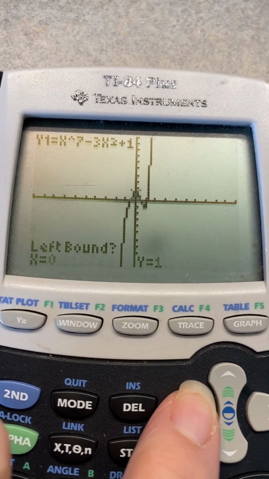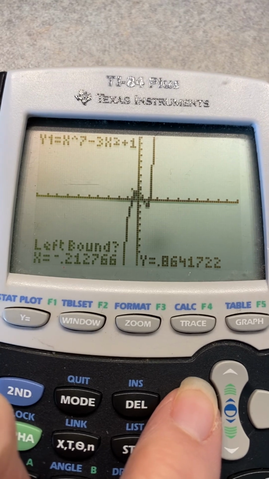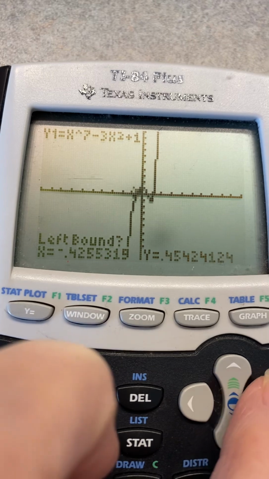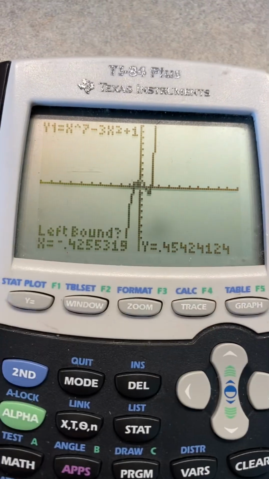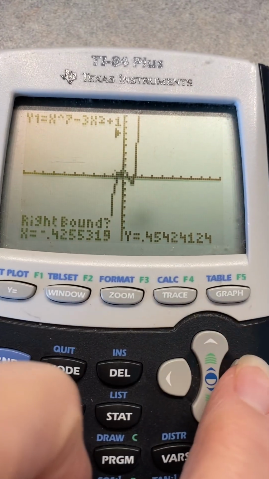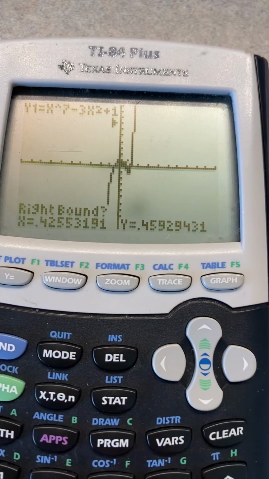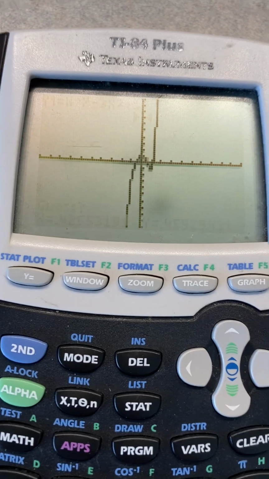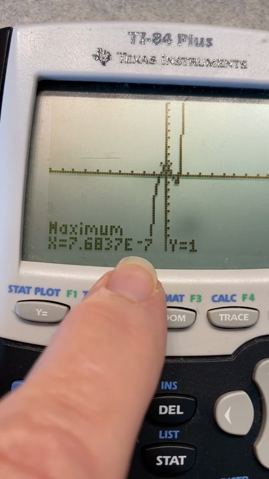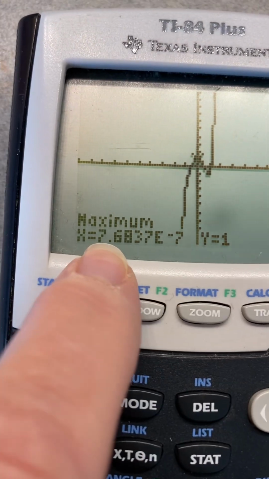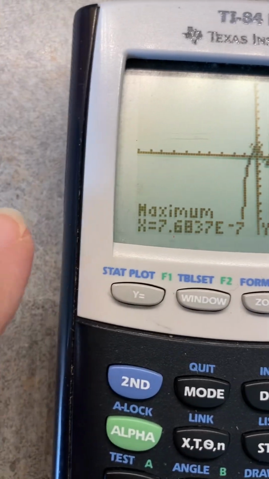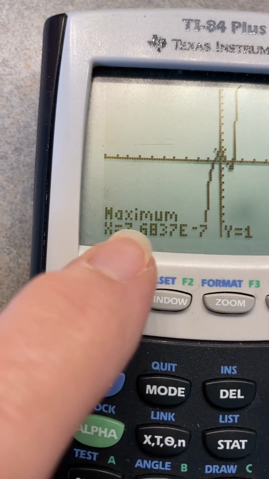There it looks close to the max, so I'm going to go just on the other side. And, you know, you could use this, you could use that. It doesn't matter. You just want to make sure you're on the left side of that max. Press enter. Go on the right side of the hill. Press enter. When it says guess, press enter again. And we get a maximum. Now, do you see how this says e to the negative 7? That means that this x value is actually move that decimal point 7 times. So that's basically 0.